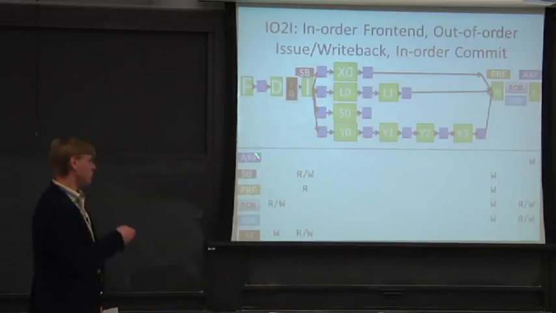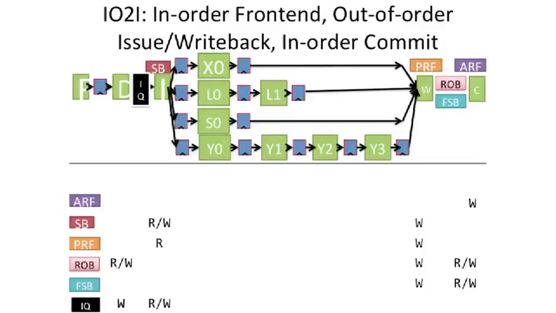So this has all of those structures that we had before. It's sort of the union of everything. We have an issue queue, we have a future store buffer, reorder buffer, physical register file, scoreboard, and architectural register file. This requires us to have everything. And we can start thinking about what this does to performance.